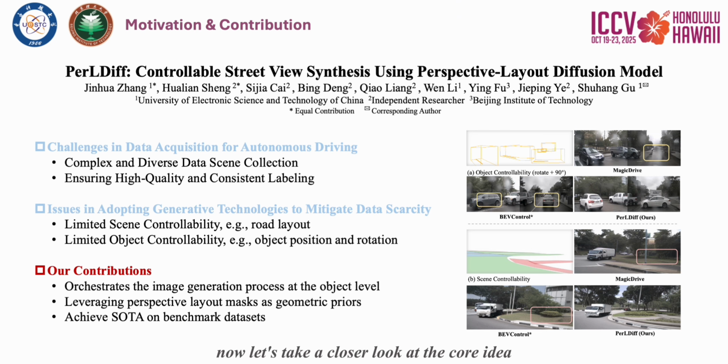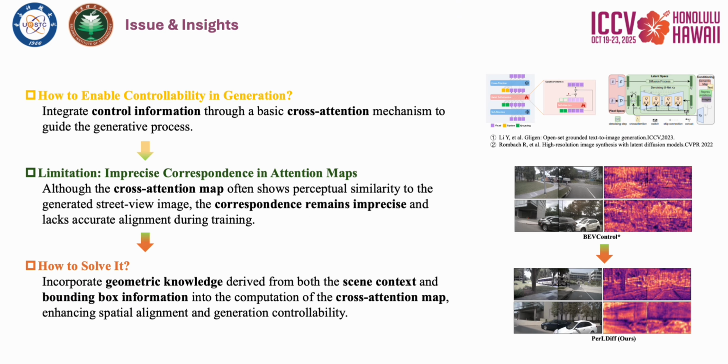Now let's take a closer look at the core idea behind PerLDiff. Earlier works, such as BevGen, relied on autoregressive transformers to render detailed street scenes. More recent approaches, like BEVControl and MagicDrive, adopted diffusion-based frameworks such as GLIGEN and ControlNet, where the controlling information is integrated through a basic cross-attention mechanism. However, these methods mainly use integrated conditional features to influence the generation process. They do not fully exploit detailed geometric layout information, which is essential for achieving accurate spatial alignment and object-level controllability.